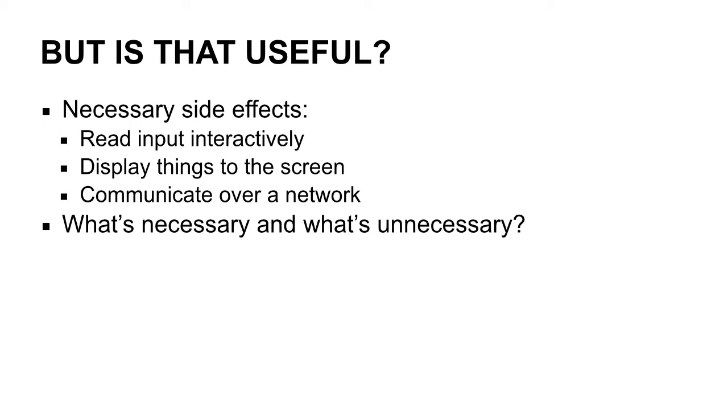We can't read input interactively from the user or display anything to the screen or communicate over networks without side effects. However, the vast majority of side effects used in imperative code are unnecessary. There's a pretty clear boundary between when a side effect is strictly necessary and when it's not. There are ways to write purely functional software that does things like network I/O and displaying things and even mutating data structures, and I'll describe those eventually, but you should know that there's a middle ground.